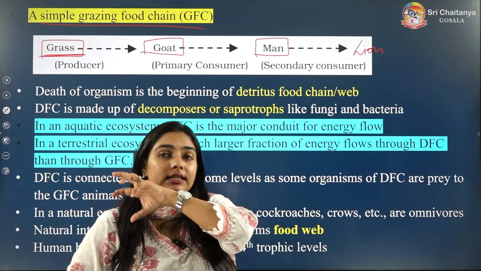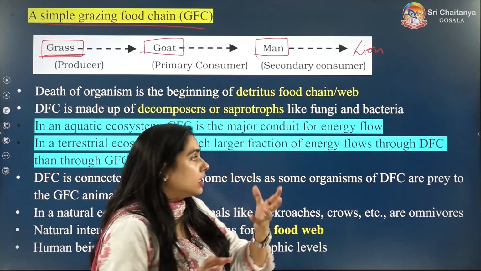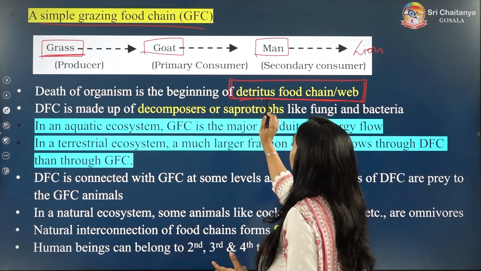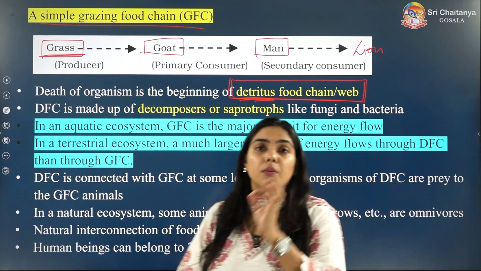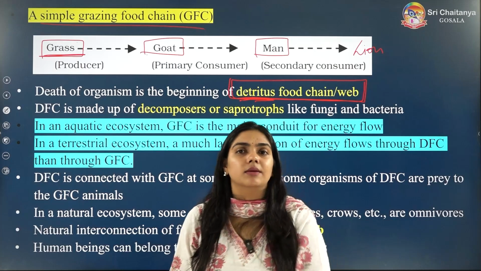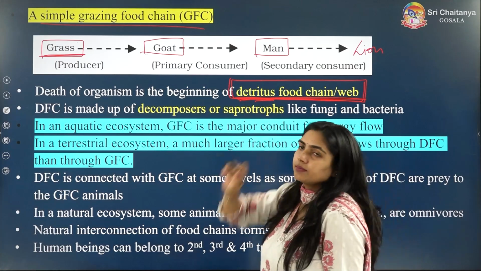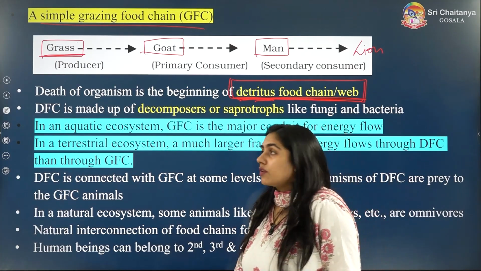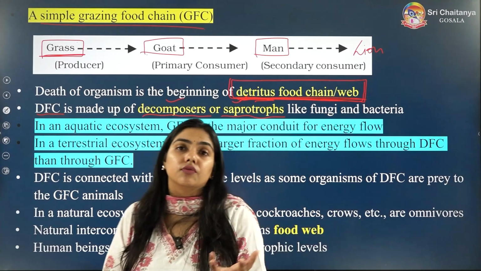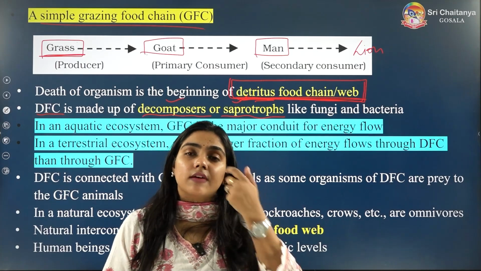But now when these animals of the grazing food chain are going to die, then it is the starting of another food chain that is called the detritus food chain. Because I have already told you what is detritus. Detritus is the raw material for decomposition. So detritus is formed by the dead plants and dead animals, right? So here is the starting of detritus food chain. And what are the components of detritus food chain? The saprotrophs, the decomposers, like I have told you, fungi, bacteria, they are feeding upon the dead and decaying matter.